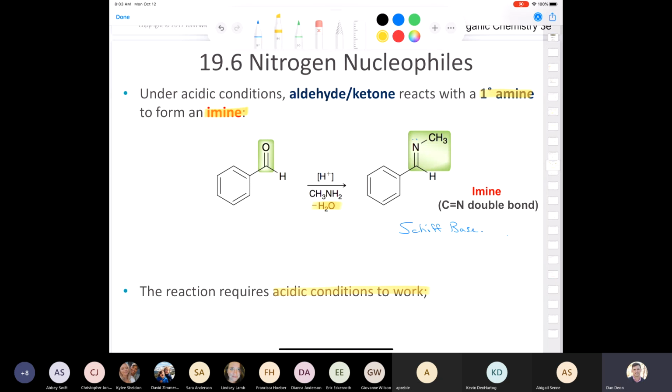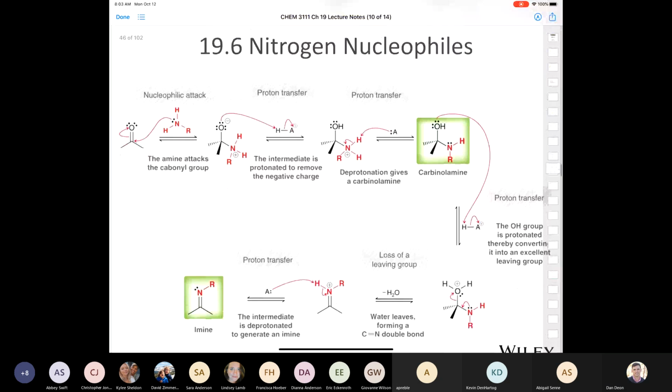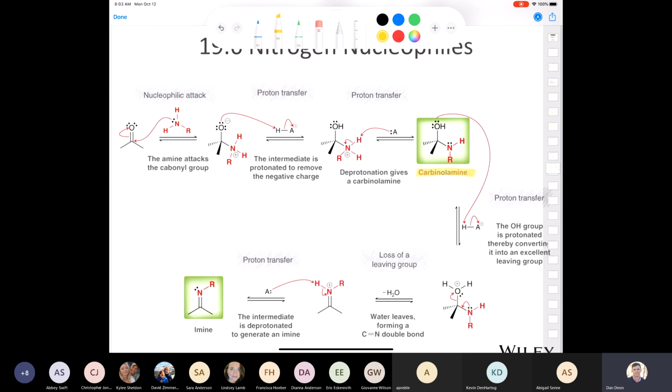Let's take a look at the mechanism and see if we can make some sense of it. It starts with a nucleophilic attack by the amine on a carbonyl group. Now, this is a little bit different than when we looked at acetal formation, where the first step was a proton transfer to protonate the carbonyl. And we're going to talk about that more in a second. So first we have our nucleophilic attack, then a proton transfer, and then another proton transfer in order to give us a carbinolamine. And you need to know the structure of a carbinolamine.